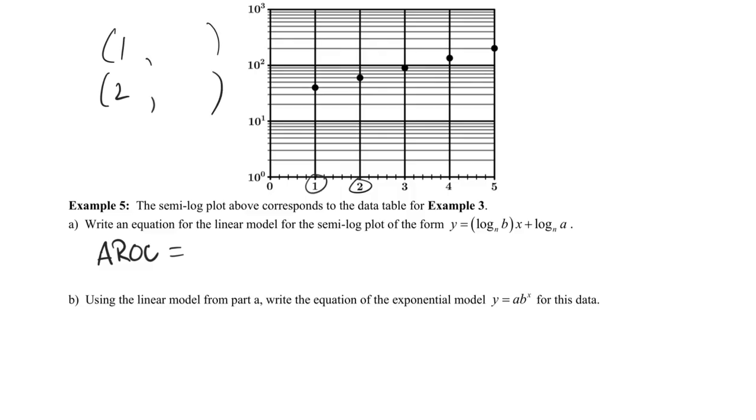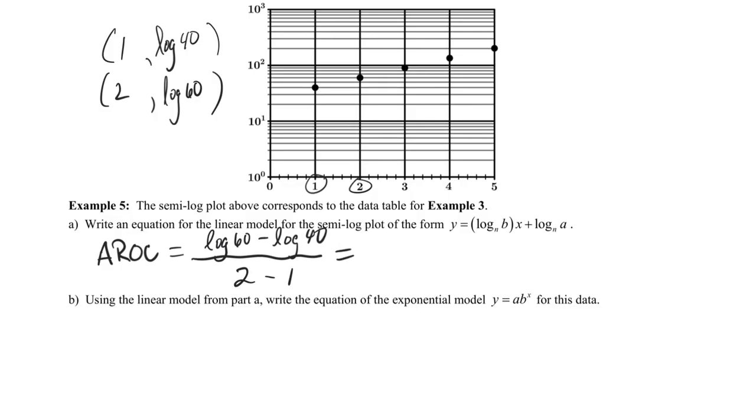Now, we got to be careful because we did a logarithmic change on the y-axis. So if we look at this point right here, 10, 20, 30, it's 40, but it's not really 40 because those numbers are all logged. So we would do log of 40. And the next one, if you count it up there, you'd get log of 60. So when we do our average rate of change, we do log of 60 minus log of 40 over 2 minus 1.